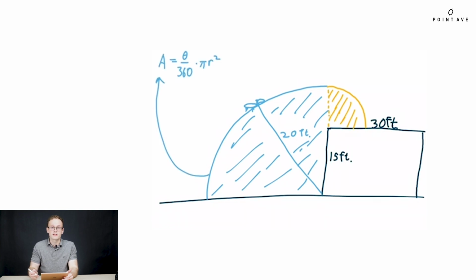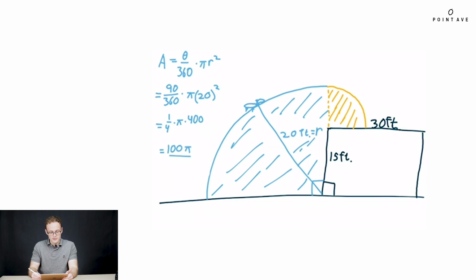First off, the blue area, the big one on the left. Now, the area of a sector we saw before is theta over 360 times pi r squared. Theta here is 90 degrees, which we see because the barn and the fence are perpendicular. So we plug that in, and then we plug in the radius, which is the length of the leash, 20 feet, and we find that area is equal to 100 pi, going step by step.